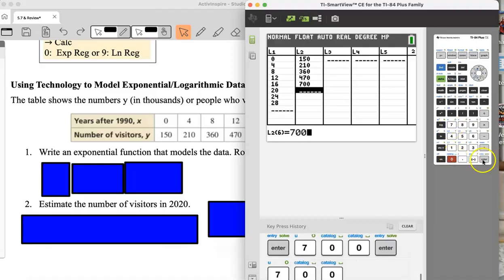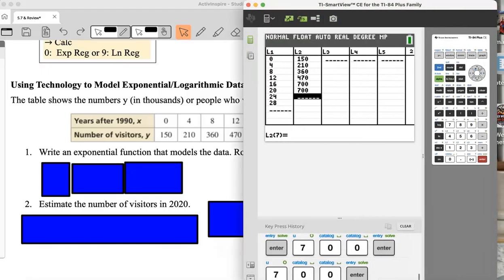So not a lot of growth between those 2 years. They're both 700.